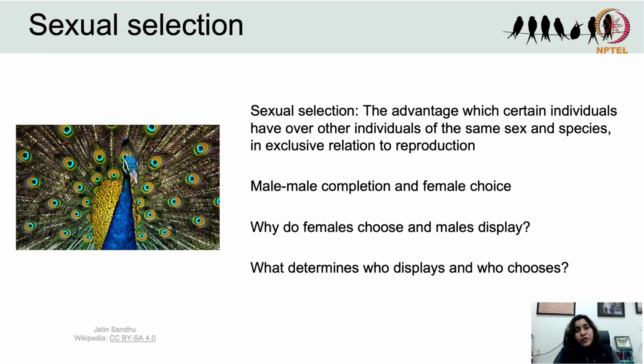Why do females choose and males display? Why isn't it the other way around? What determines who will display and who gets to choose? Do animals have a sense of beauty? Many such questions arise, of course. And the scientific world during Darwin's time and even much later strongly opposed the idea of evolution by sexual selection, including Alfred Russel Wallace, who co-proposed the theory of evolution by natural selection. And almost for a century, this debate remained unaddressed. Today, of course, sexual selection is not only an accepted theory, but is an active area of research in ecology, behavior, and evolutionary biology. So let us understand how it acts.